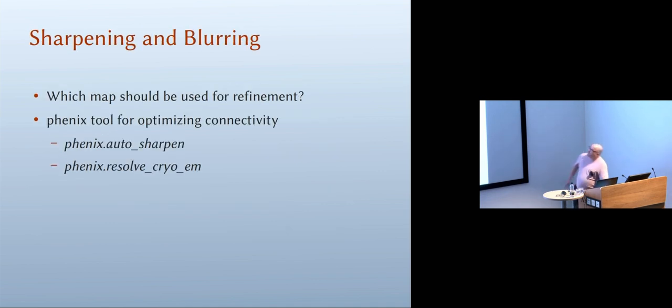Okay, moving on. Which map should we be using for refinement? There's a tool in Phenix for that, Phenix Auto Sharpen. And Phenix Resolve CryoEM is an algorithm that takes 2 half maps and does density optimization, or solvent flattening, that sort of thing.